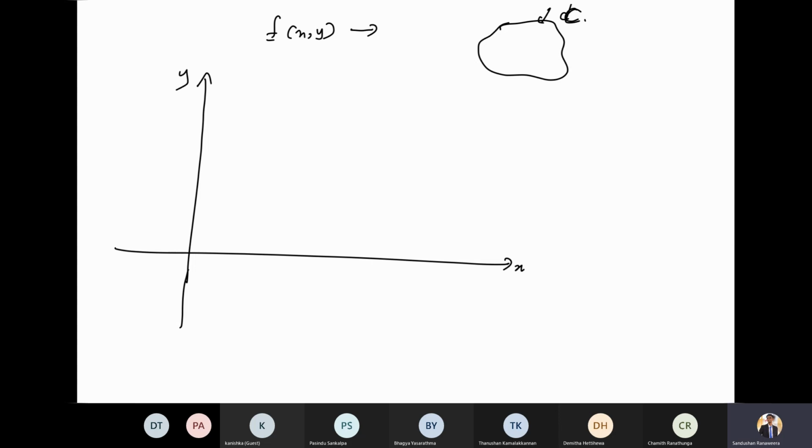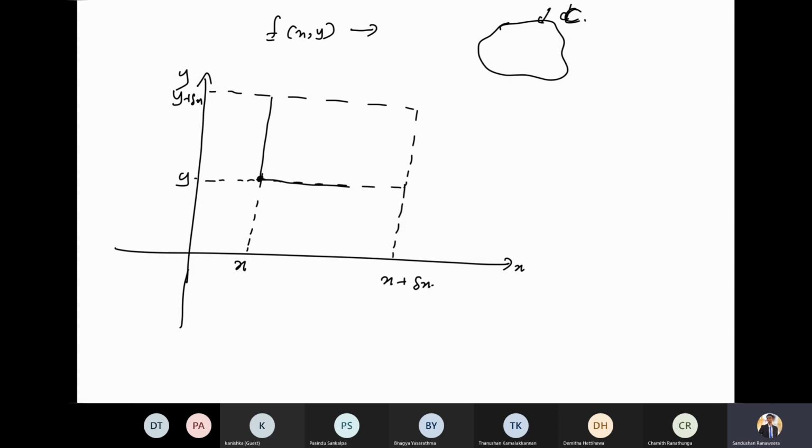I take my x and y plane, and I start at some point x and go to x plus delta x. This is my starting point y, and I go in this direction to y plus delta y, and then come back. It means I start from here, go to here, then here, then here, and then back to here. At this moment, I can approximate my function value as f. Now I'm going to evaluate the integral, which means I have to evaluate F(x, y) dr along this path.